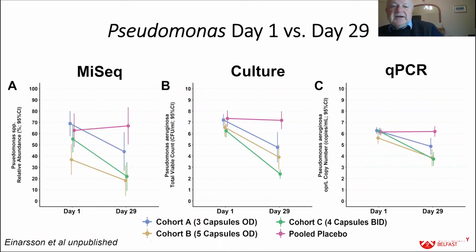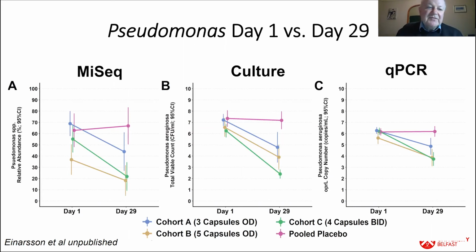We've subsequently, on these samples, been able to do a relative abundance assessment using MiSeq, and also quantitative PCR to determine bacterial density using a molecular tool. And we get a very similar pattern with all 3 groups in the middle panel, really recapitulating the data in the previous slides, with a significant reduction in CFUs.